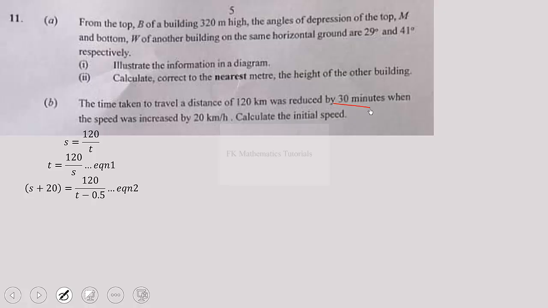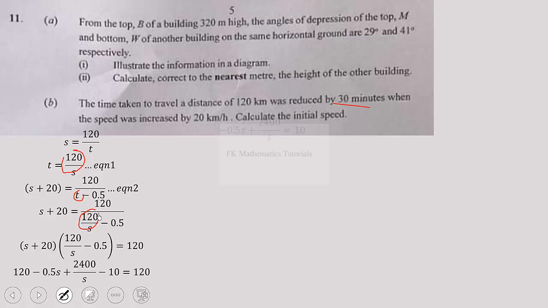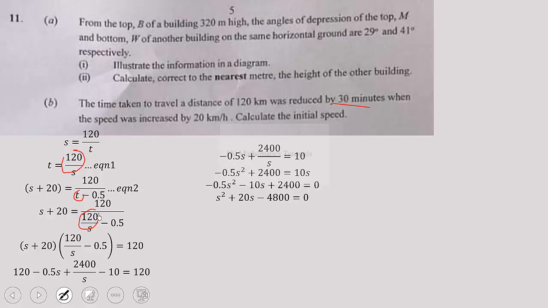So we can solve these two equations. We substitute equation 1 into equation 2. Wherever we see t, we put 120 over s. That's what we have done here. Then we can cross multiply and expand. When we expand, we obtain this quadratic equation: s squared plus 20s minus 4,800 is equal to 0.